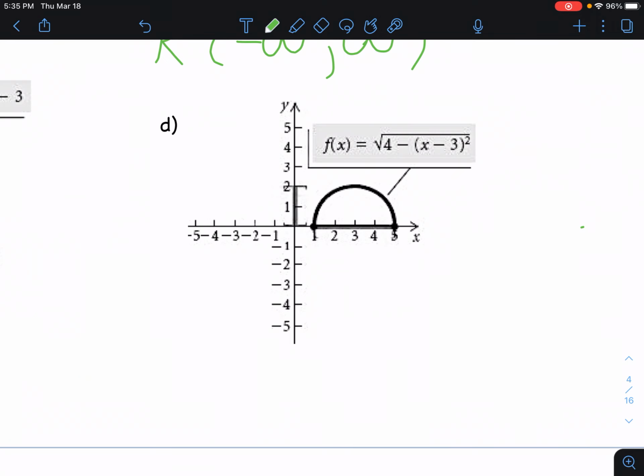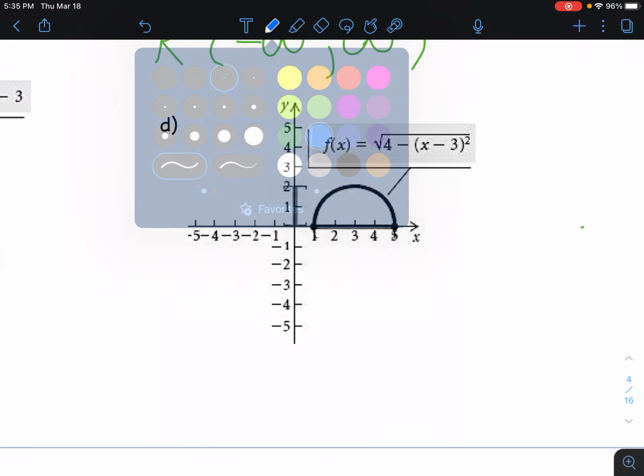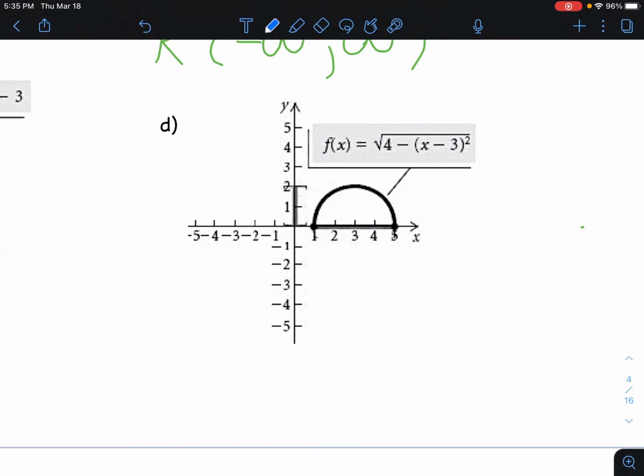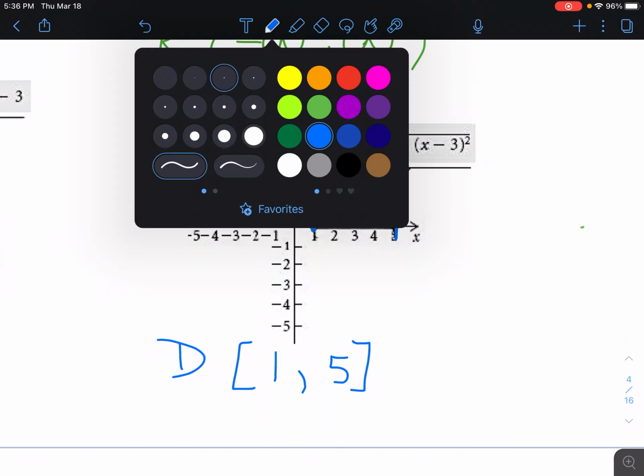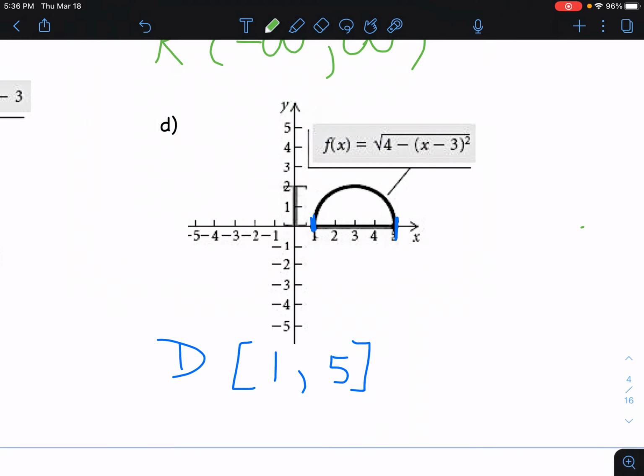And then letter D. So the domain is in between two numbers, so it's in between 1 and 5. All right, right here, 1 and 5, left to right. And then the range is the y, we're looking at the y-axis, so low to high. That's 0 to 2.